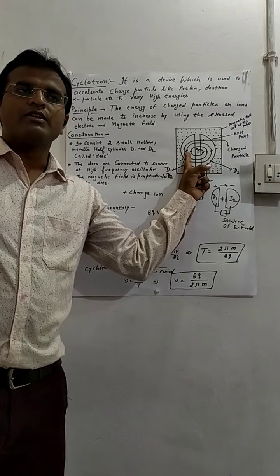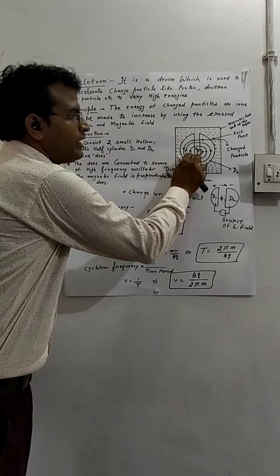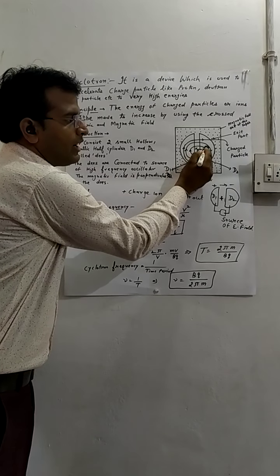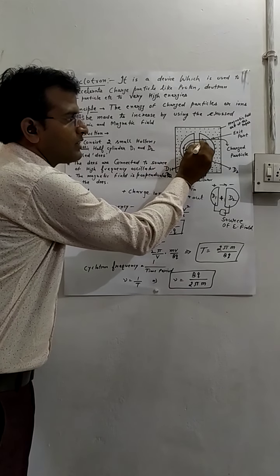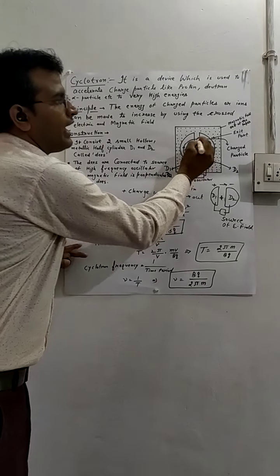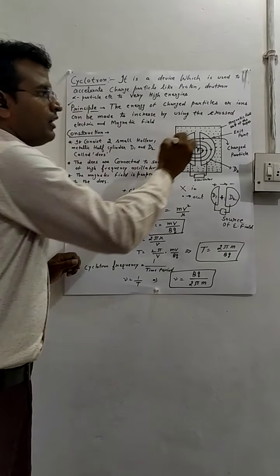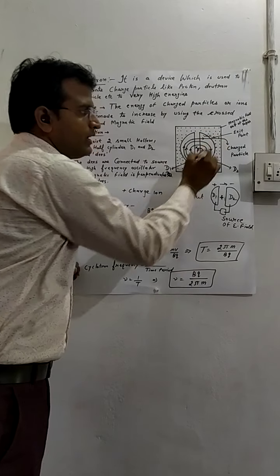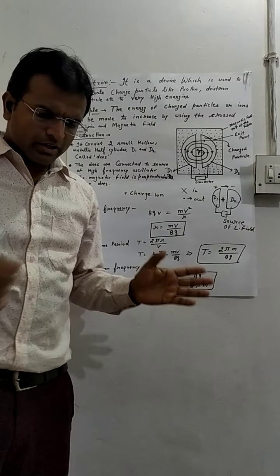Why? Because the charged particle is accelerated between the gap. Now it comes out, is accelerated again and enters D1, and the polarity also reverses. Now it goes in a circular path and comes out through the exit port or window. There a deflection plate with negative charge is also present, so that the charged particle goes outside. This is the working.